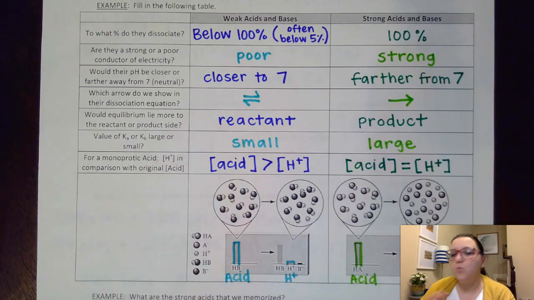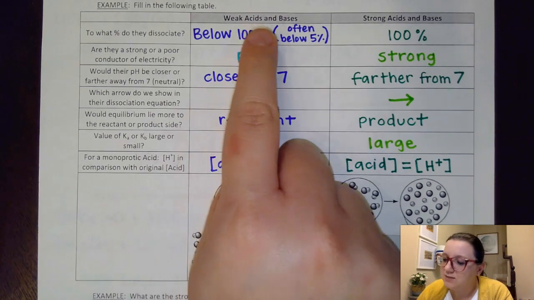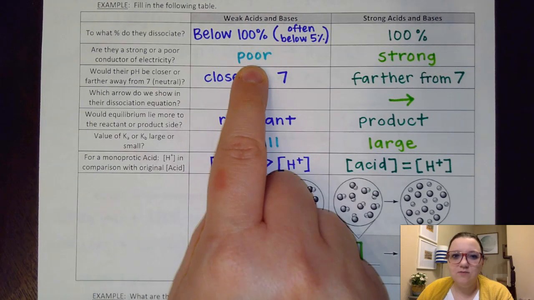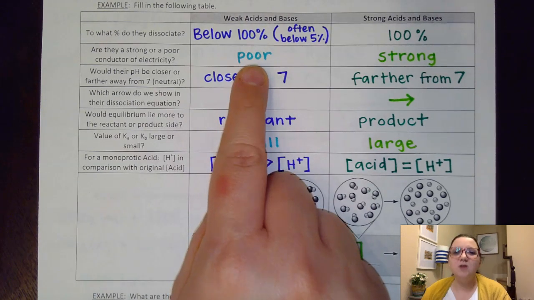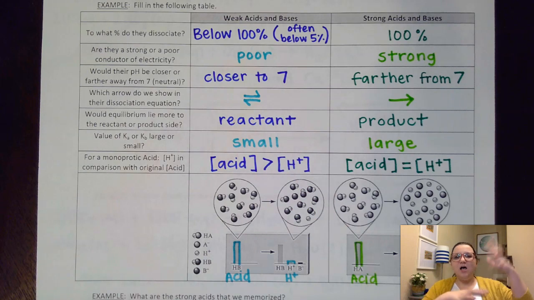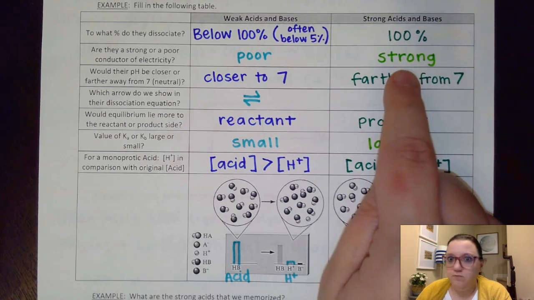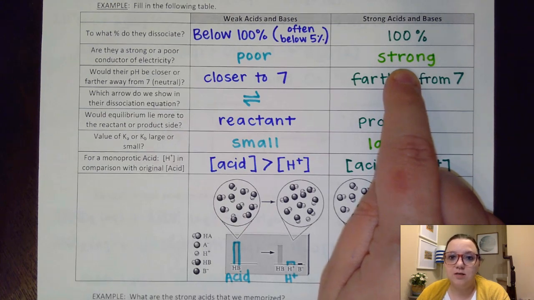Now, both weak and strong acids and bases conduct electricity. We do make at least some ions. However, for weak acids and bases, that conductivity is going to be pretty poor. There's not a lot of ions there to help pass that electrical current along. For a strong acid or base, because everything's making ions, we can pass that electrical current very easily, and so that would be a strong conductor of electricity.